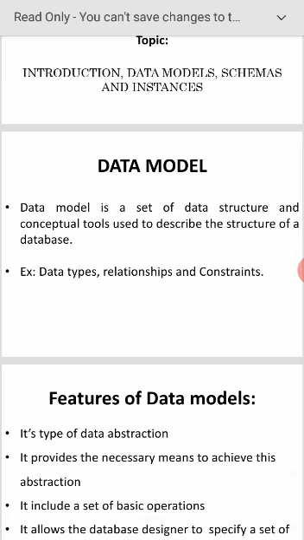A data model is a set of data structures and conceptual tools used to describe the structure of a database. If you want to describe the structure of a database, we can use data models. For example, data types, what type of data. There may be integers, float, char, and so on. Relationships between the data, and constraints. Indirectly, we can say that is a condition.